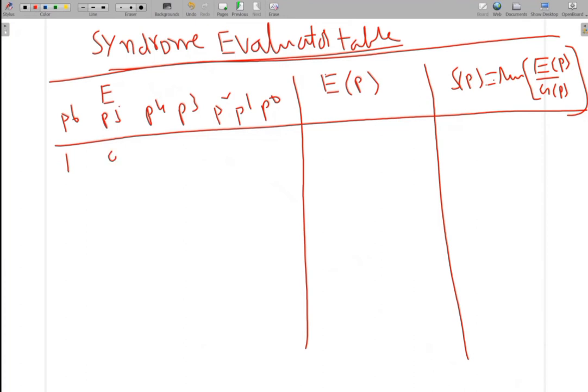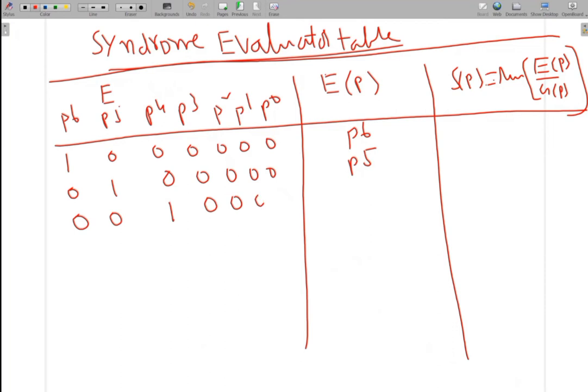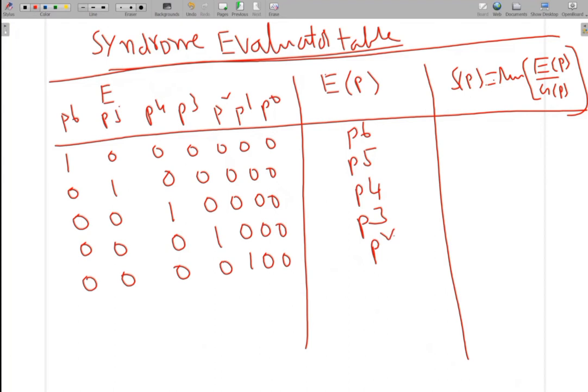Here first bit is corrupted, 1 0 0 0 0 0 0. E of p is p power 6. 0 1 0 0 0 0 0, p power 5. 0 0 1 0 0 0 0, p power 4. 0 0 0 1 0 0 0, p cube. 0 0 0 0 1 0 0, p square. 0 0 0 0 0 1 0, that is p. Last one is 0 0 0 0 0 0 1, that is 1.